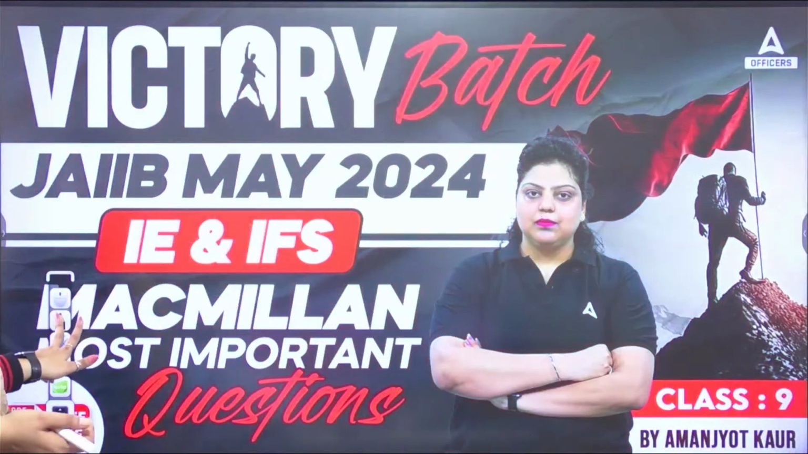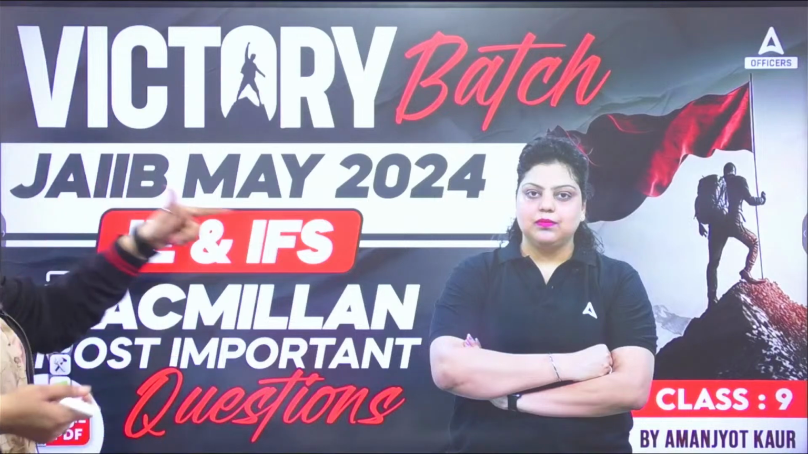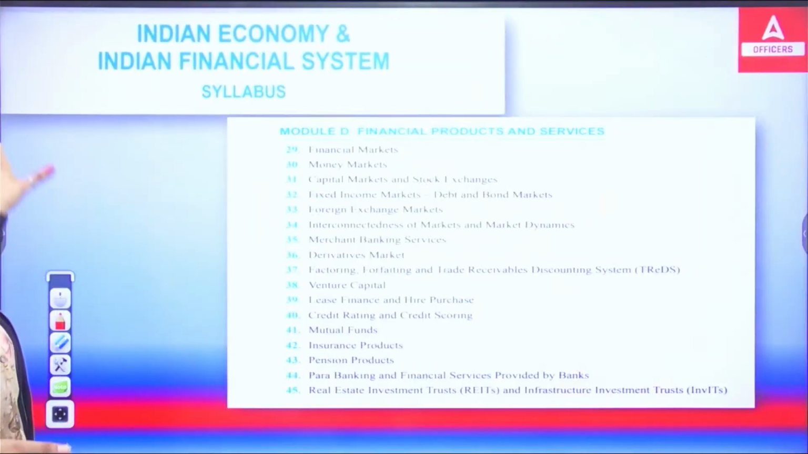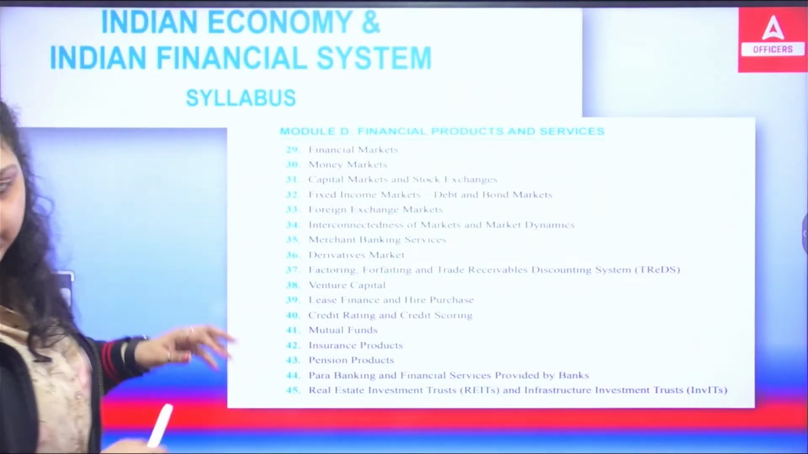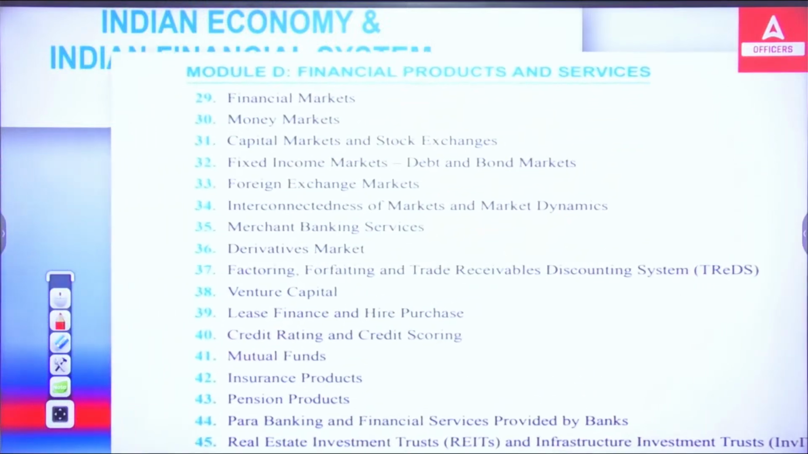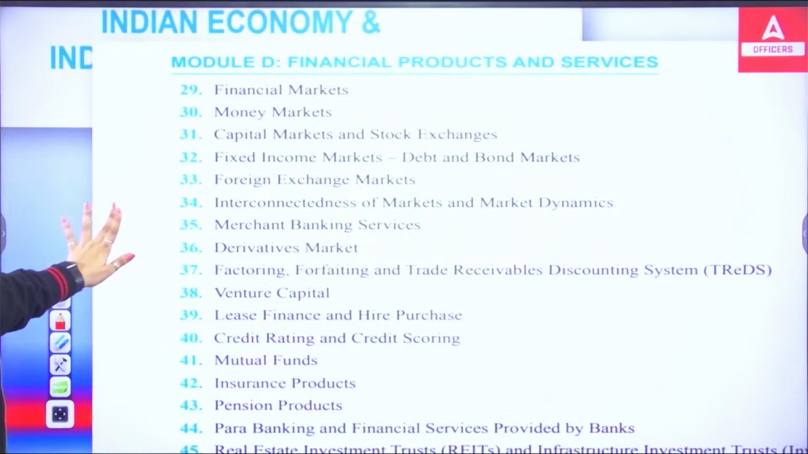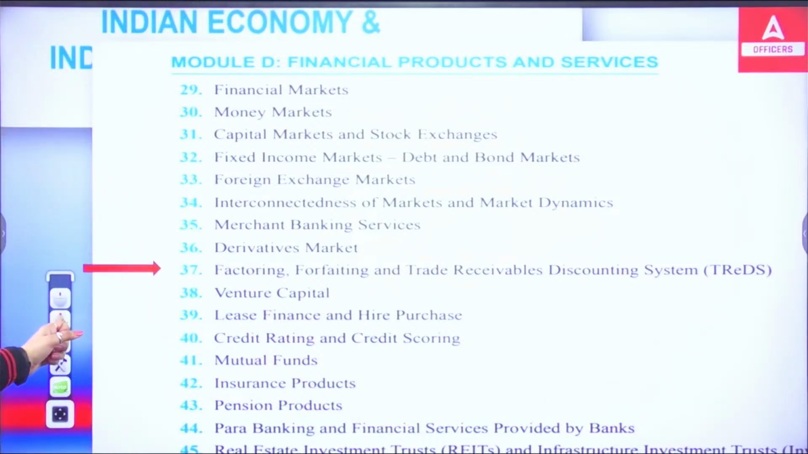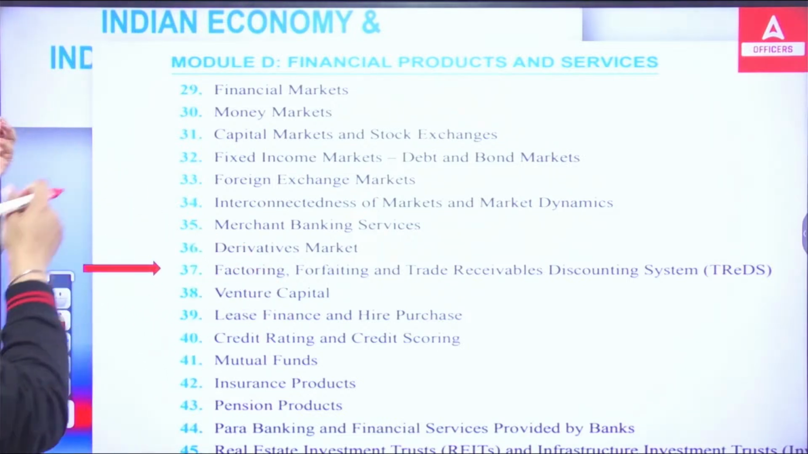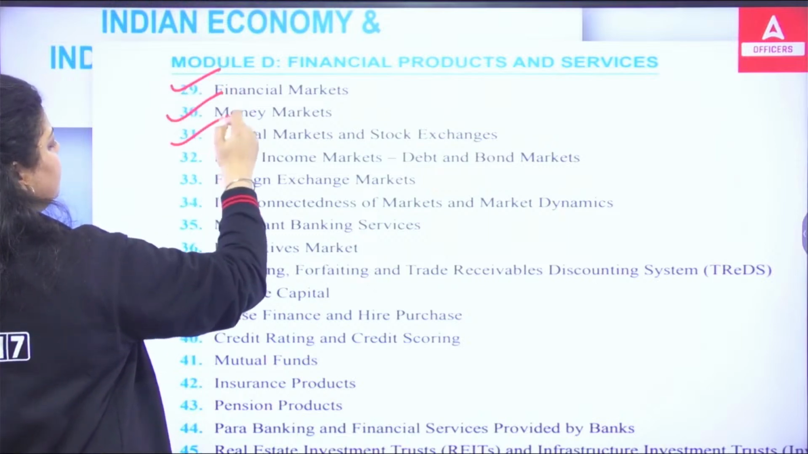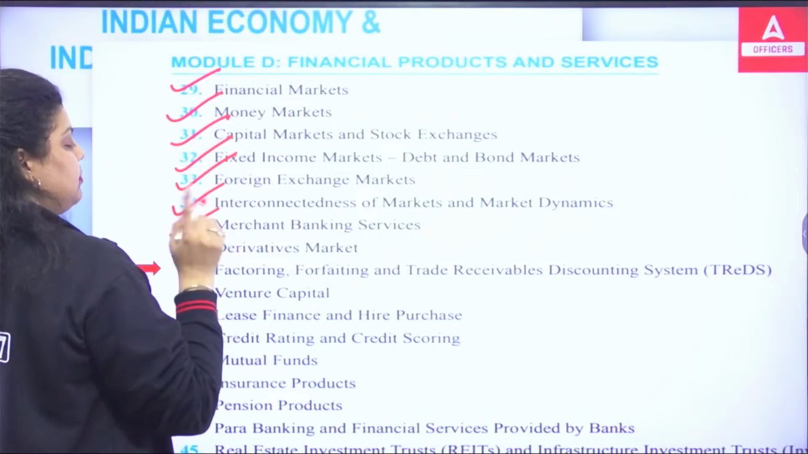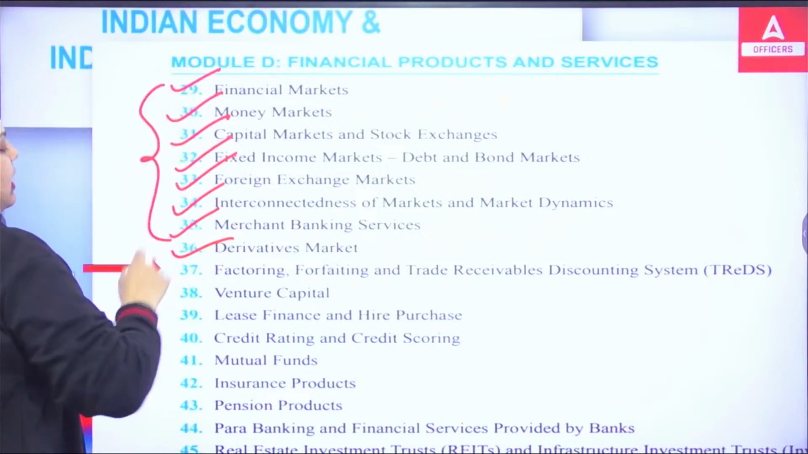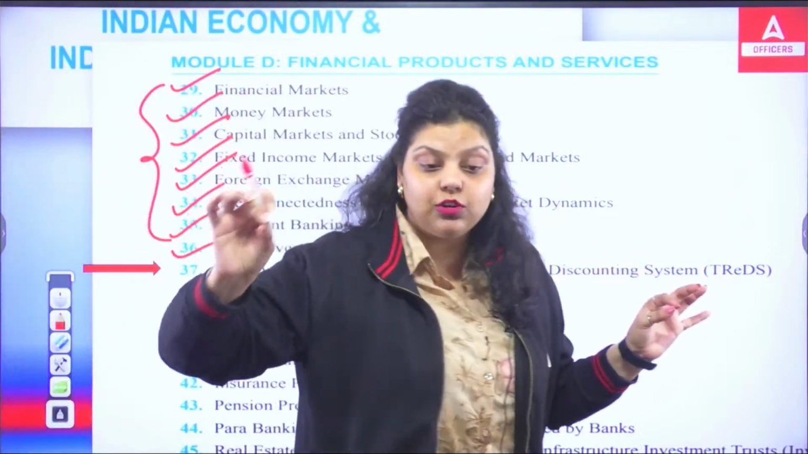This is our class number 9. In the victory series, we have started Indian economy and Indian financial system from your Module D, and Module D unit number 37 we are going to discuss today: factoring and forfeiting and the trade receivables discounting system. In Module D, we have completed financial market, money market, capital market, fixed income market, foreign exchange market, interconnectedness of these markets, merchant banking and derivative market. All these have been completed, and today we are going to cover factoring, forfeiting and TReDS.